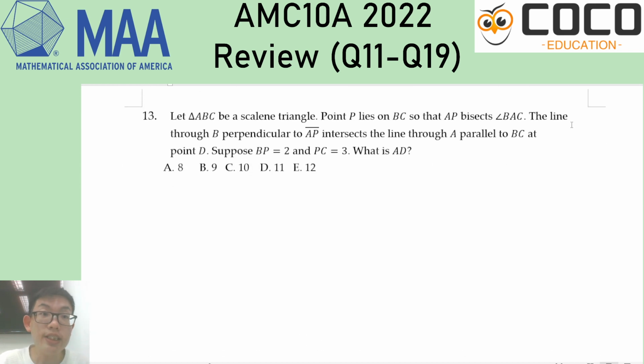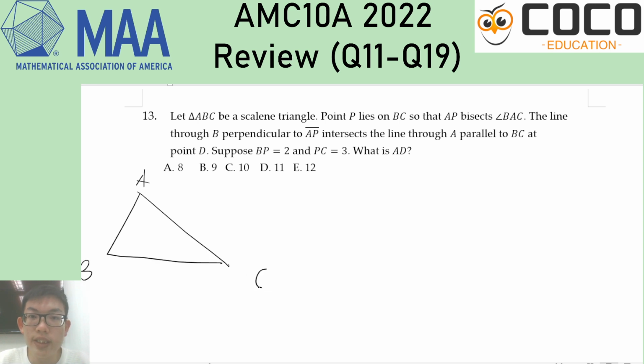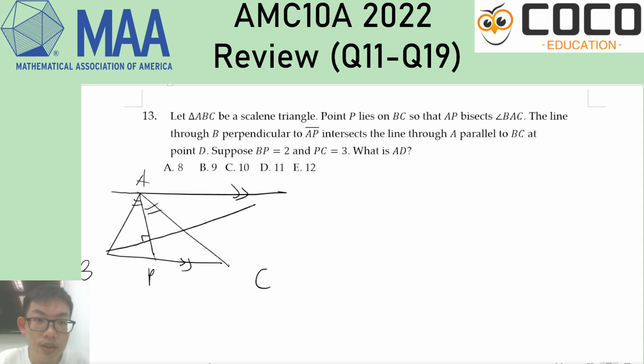Question 13. Now when I see a question like this with no diagram, just very quickly draw a rough diagram. So don't need to be too perfect, and then we'll adjust later. So ABC is a scalene triangle. P is on BC such that AP bisects BC. The line through B perpendicular to AP intersects the line through A parallel to BC at point D. Suppose that BP equals 2, PC equals 3, what is AD?